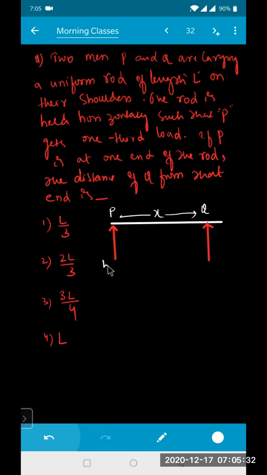Here it will be equal to 1/3 of the load. Load is nothing but W, the total weight of the load, which will be acting in the downward direction. That will be equal to W, where W is equal to mg. If this is getting W by 3 of the load, this fellow will get 2W by 3.